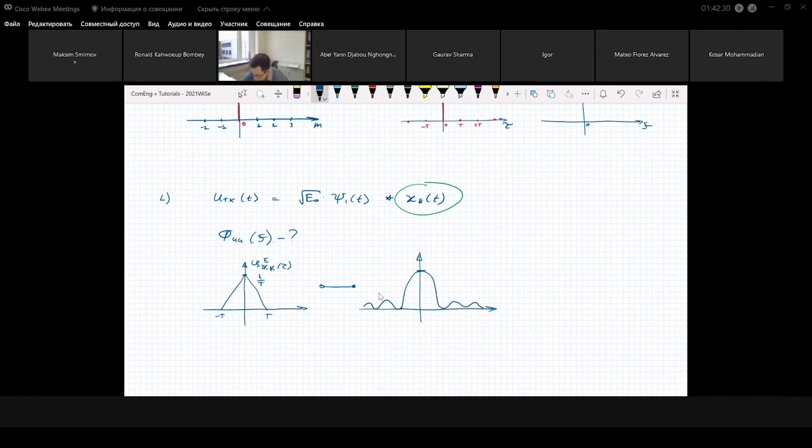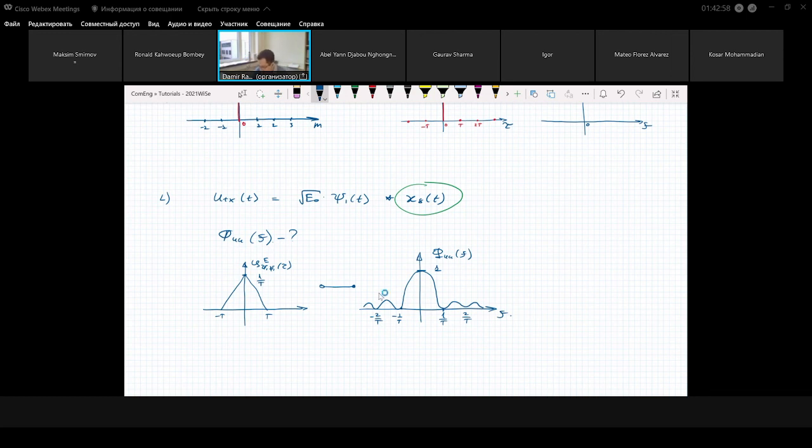So, and the amplitude will be just 1. And the 0 will be at 1 over t, like this. Pi u n. Okay, great.